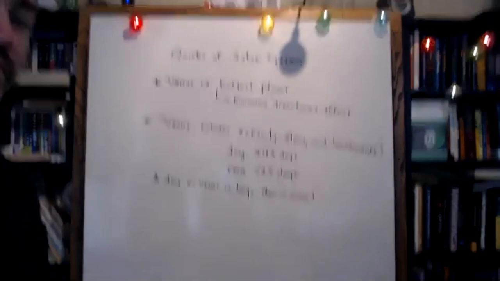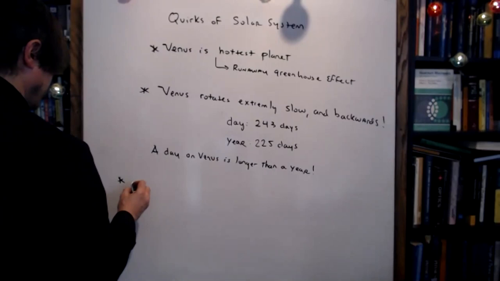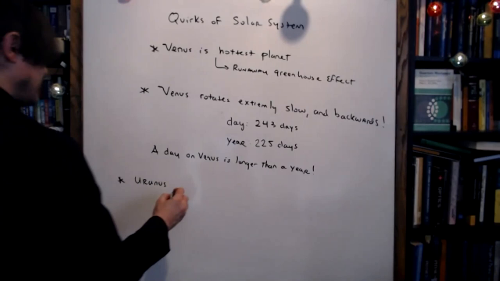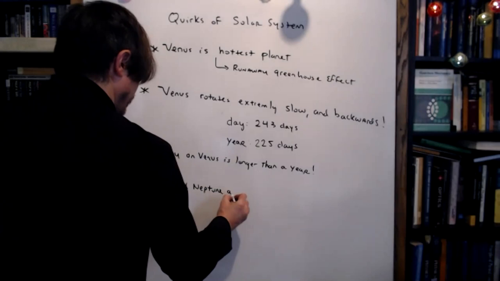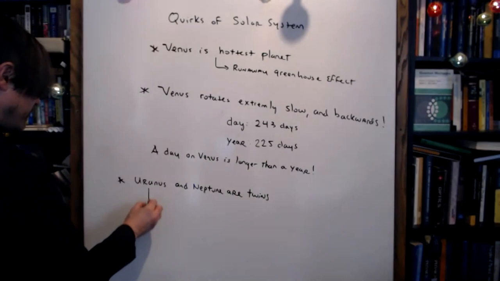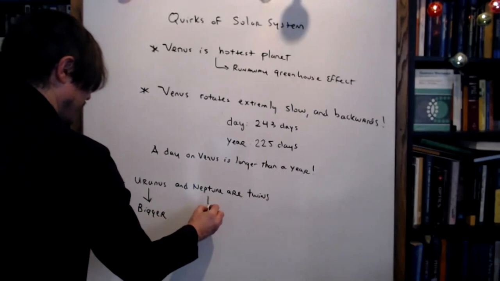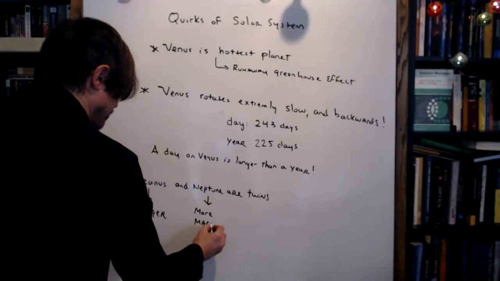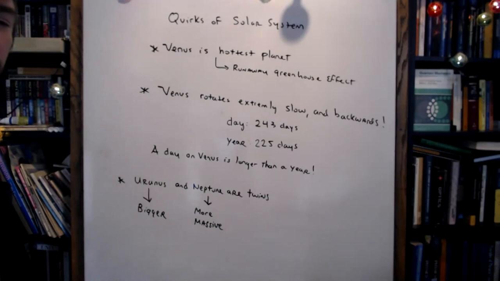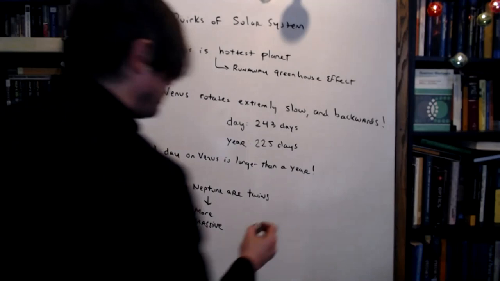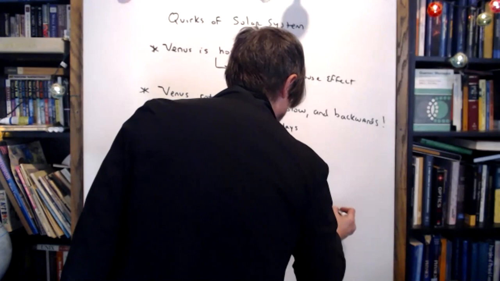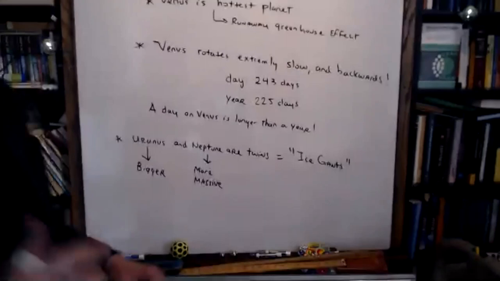As we just saw, other fun quirks of the solar system. Uranus and Neptune are sort of like twins, but Uranus is slightly bigger in terms of radius, whereas Neptune is slightly more massive. In fact, Uranus and Neptune are sometimes differentiated from the other gas giants. They are sometimes called ice giants because they have higher concentrations of methane and ammonia and water ices.